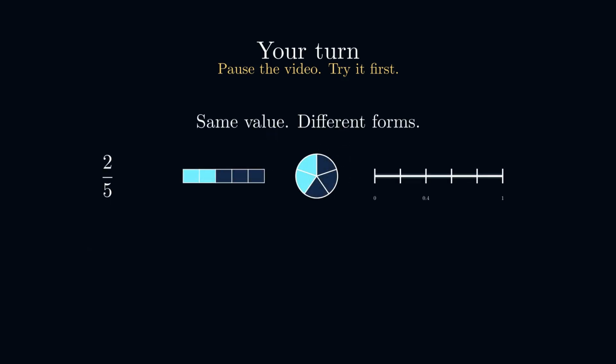And now the story comes together. A fraction can be a symbol. It can be a bar. It can be a circle. It can be a point. It can be a decimal. It can be scaled. It can be simplified. It can be compared. It can be improper. It can become a mixed number. It can even move to the negative side of 0.